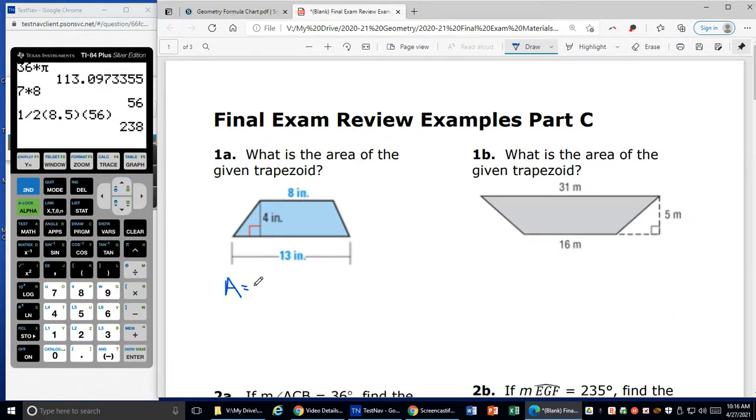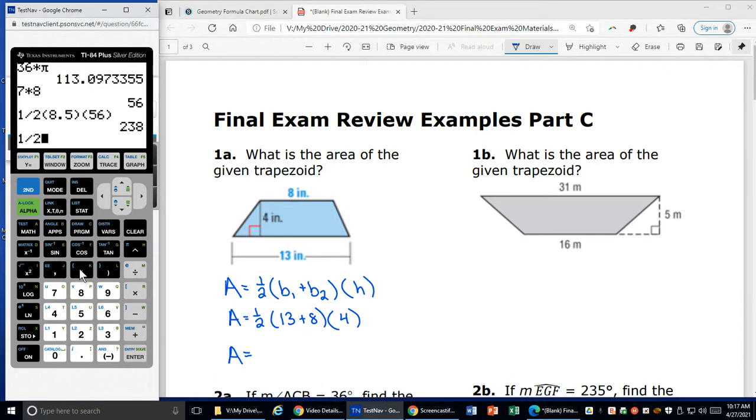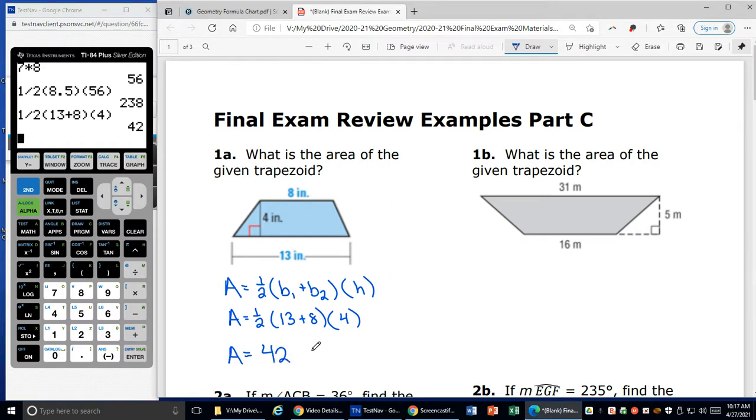Area equals 1/2 (B1 plus B2) times the height. So my area equals 1/2. My two parallel sides are 13 and 8, so 13 plus 8, and then my height is 4. So my area is 1/2 times (13 plus 8) times 4. When I hit enter, I get an answer of 42, and since it's area, my units are square inches.